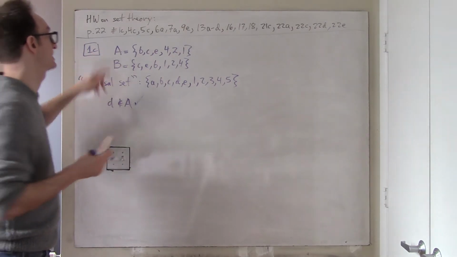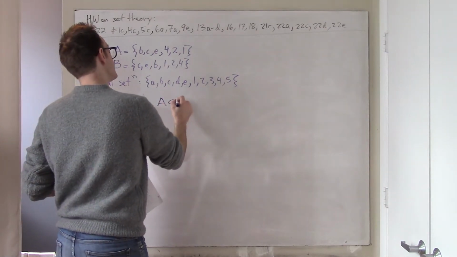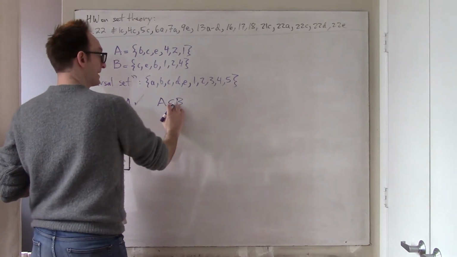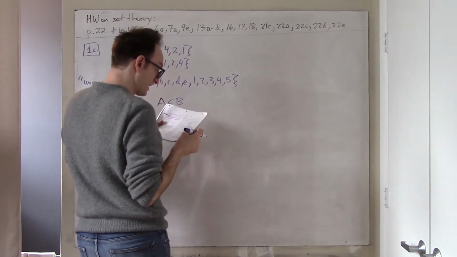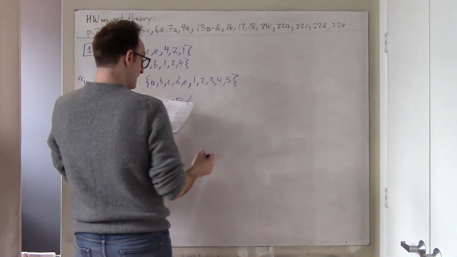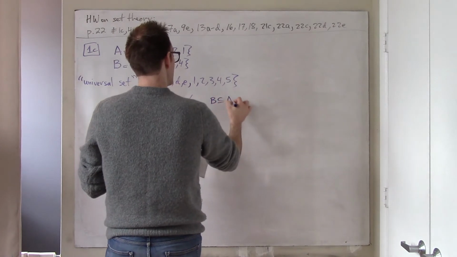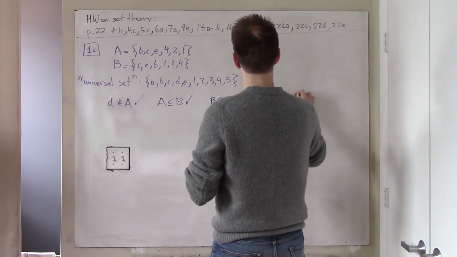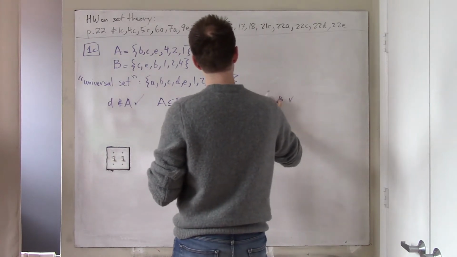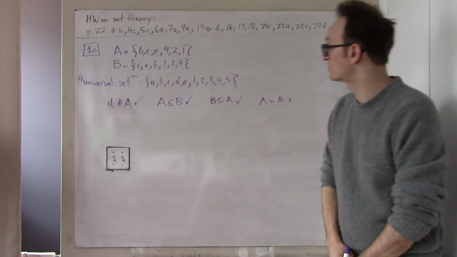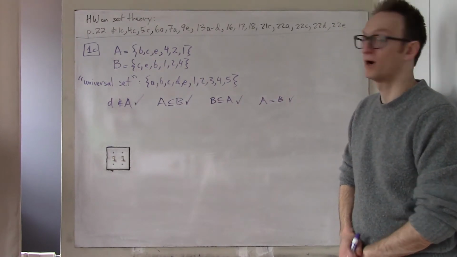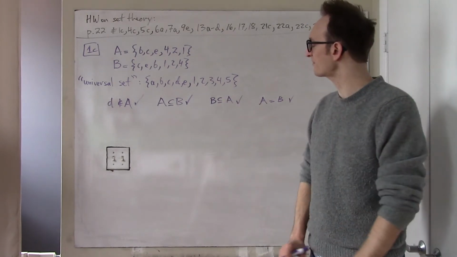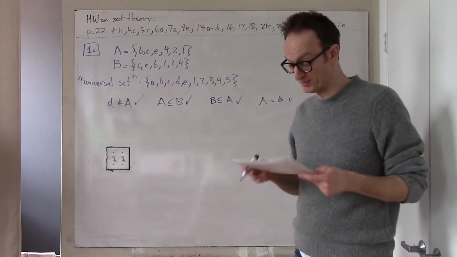Is A a subset of B? Yes, A is a subset of B. I write it like this, but our textbook and many authors write it like that. Next question. Is B a subset of A? Yes. Is A equal to B? Yes. And in fact, two sets are equal if and only if they are each subsets of each other. So one common way to show that two sets are equal is to show that they're subsets of each other.